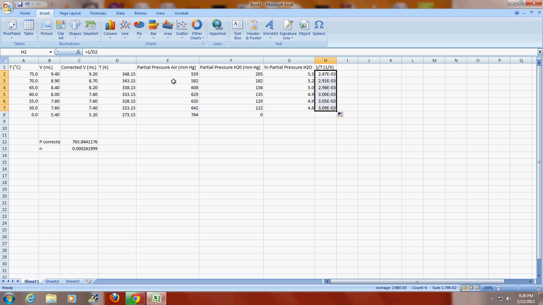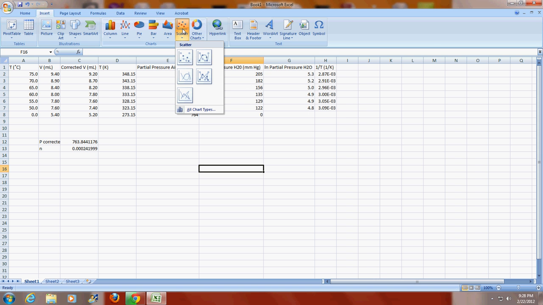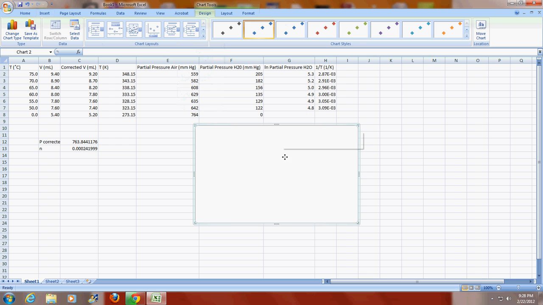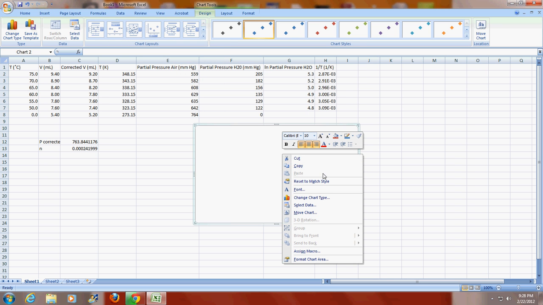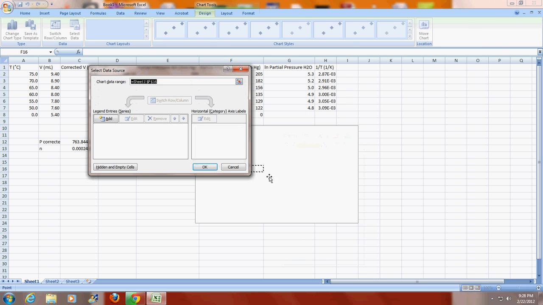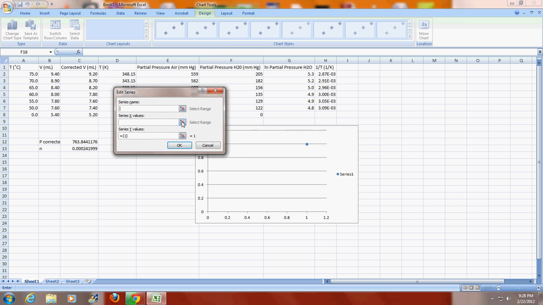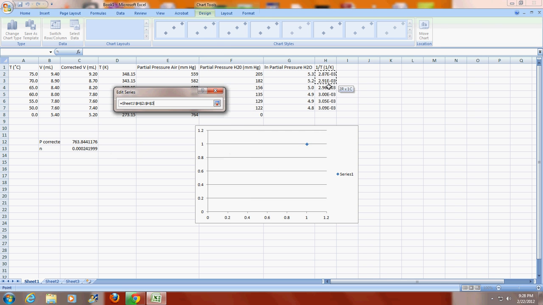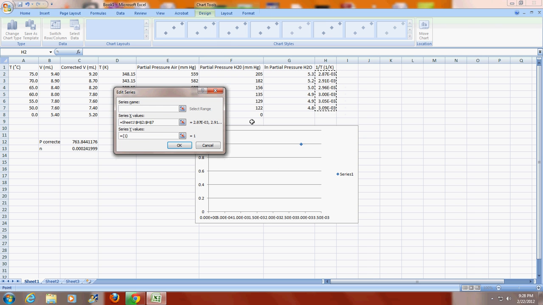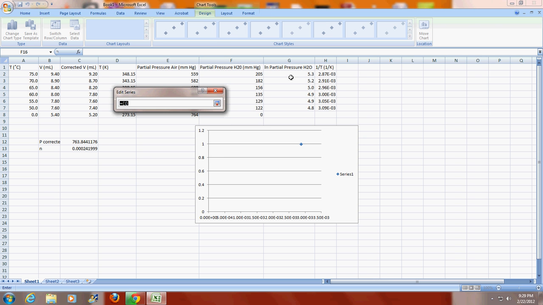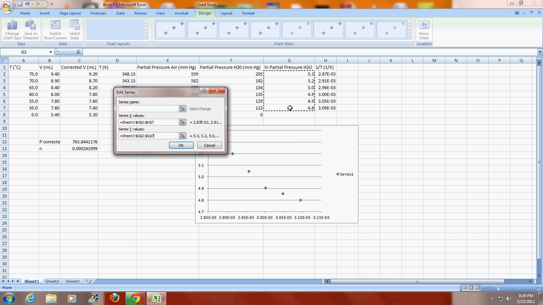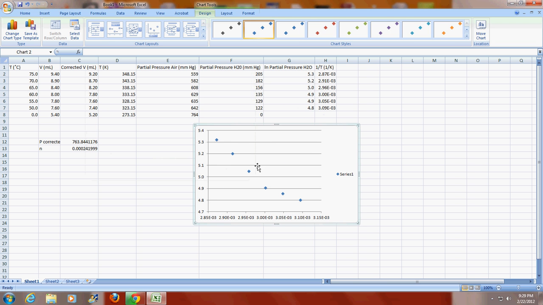So what I'm going to do next is I'm going to graph. And so I'm going to click off my values. I'm going to insert a scatter with marker, right click, and go to select data. Or if you're on a Mac, you're going to click on it and then go to the menu and go to select data. I want to add something, and the X values is going to be 1 over the temperature. The Y value is going to be the natural log of the partial pressures. And I do OK and OK. And so there is my graph.